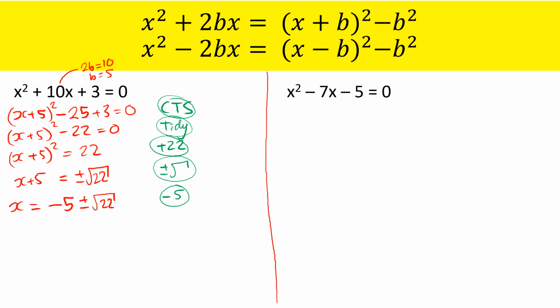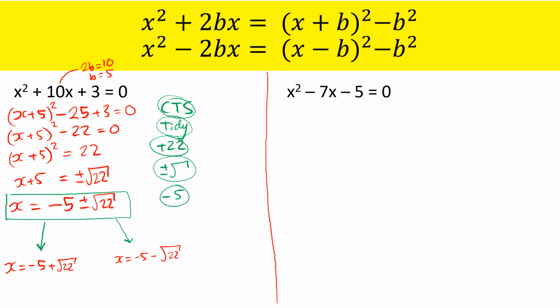But we don't know the answer to the square root of 22. So actually, all we do is we just leave it like this. You can actually give this as your answer, and that's fine. Or you might want to go to saying, well, there's 2 separate answers here. So we can either say x is minus 5 plus the square root of 22, or it's minus 5 minus the square root of 22.